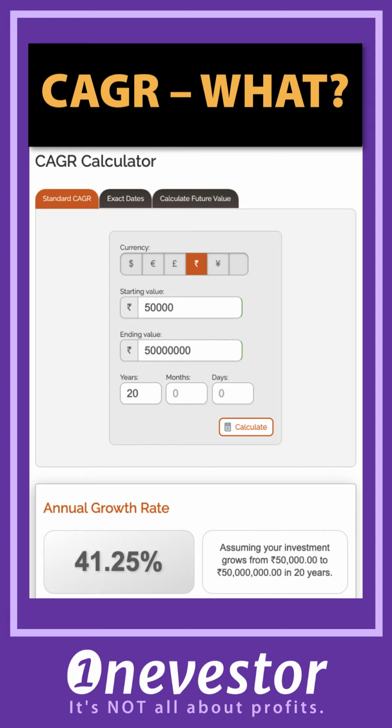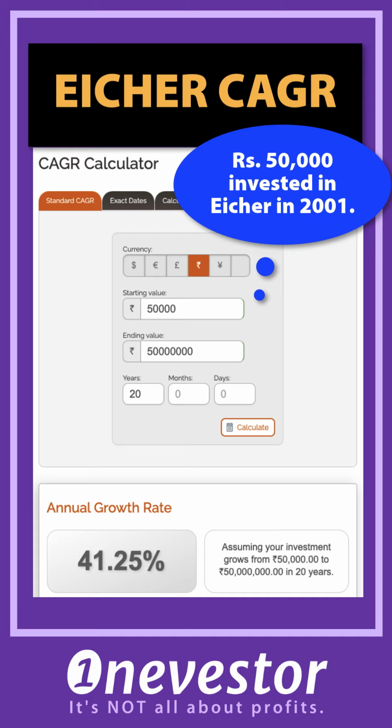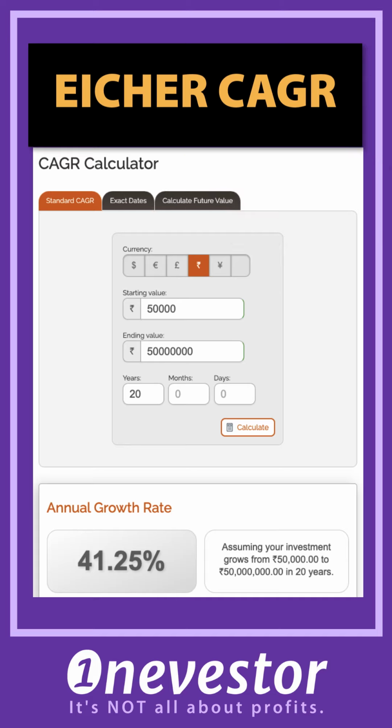All you need to do is just enter the starting value and the ending value of any asset and also the time frame in between. The CAGR calculator will show you the annualized return of that asset, whether it's equity or mutual funds or real estate or bank FDs. Let's check the CAGR or annualized return of Eicher Motors in the past 20 years. So if you enter 50,000 as the starting value and 5 crores as the ending value in 20 years, it gives you a CAGR of 41%.